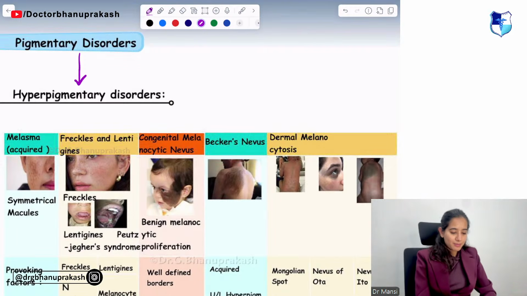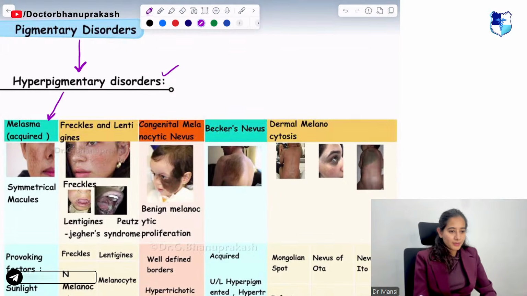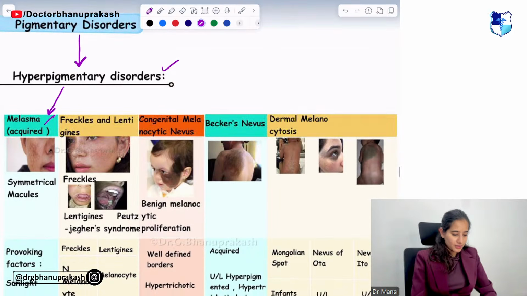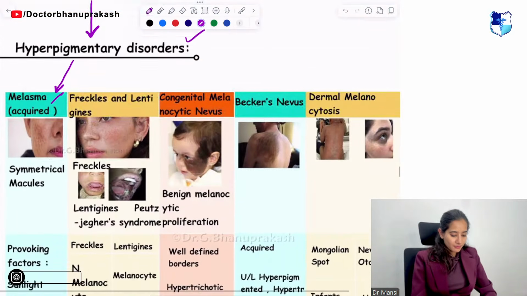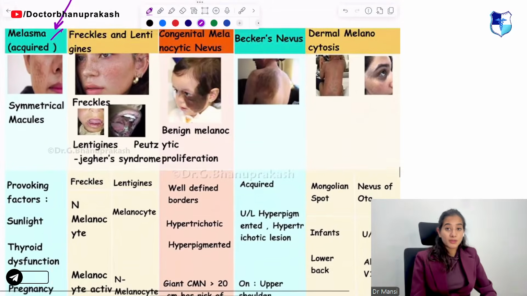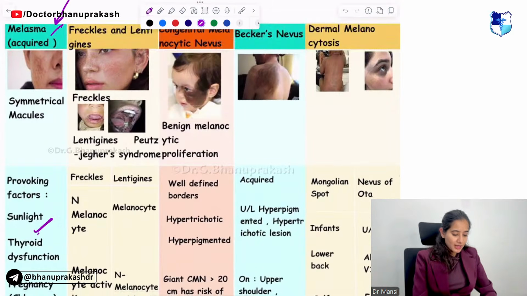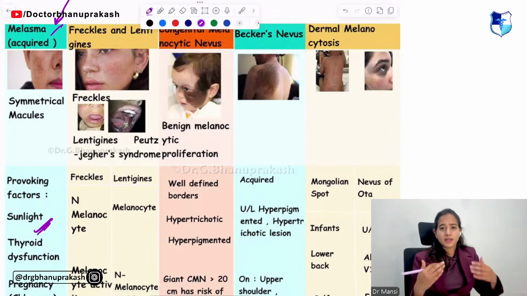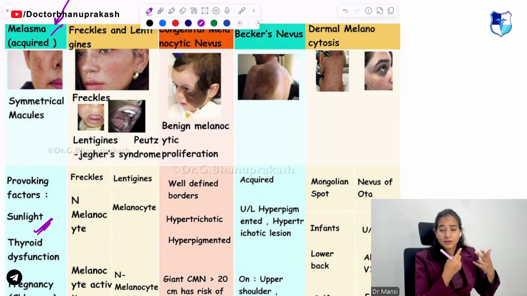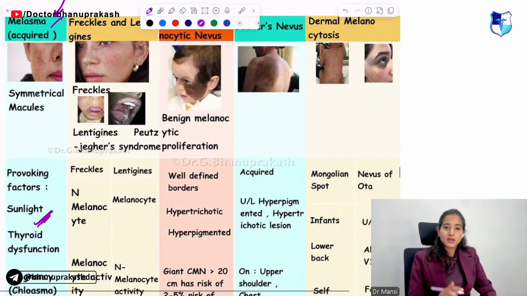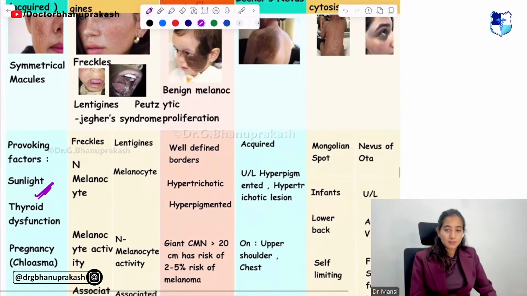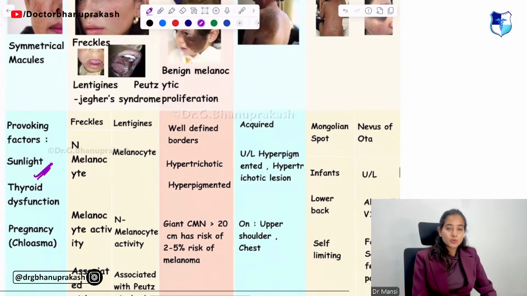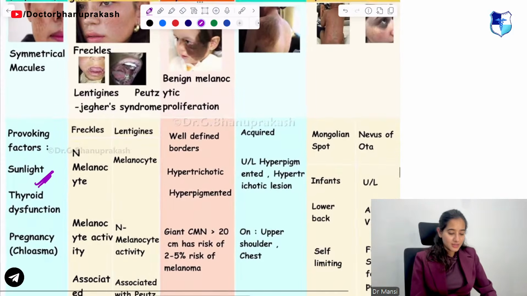Okay, then hyperpigmentary disorders. So there will be a lot of pigmentation. Melasma is one condition, where you can see females most of the times coming to the OPDs, with a history of hyperpigmentation over the sun exposed areas, maybe your malar areas and your nose. Over here, the pigmentation will be there because of the melanin production. Okay, so there will be associations to this.